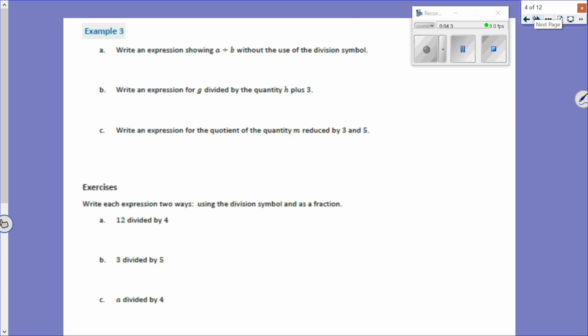Okay, we actually want to give you guys a chance to practice. So we want you to do example 3 and all of these exercises. Real quick heads up, write each expression 2 ways, using division symbol and as a fraction. So that bottom part, you got to have it written twice. So we'll give you guys 5 minutes to work on this.